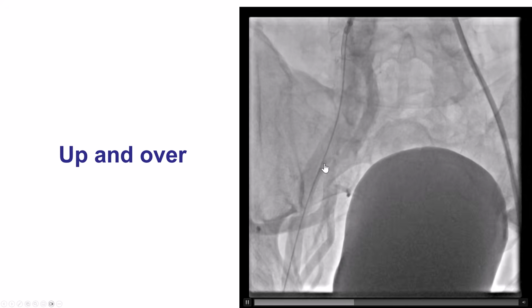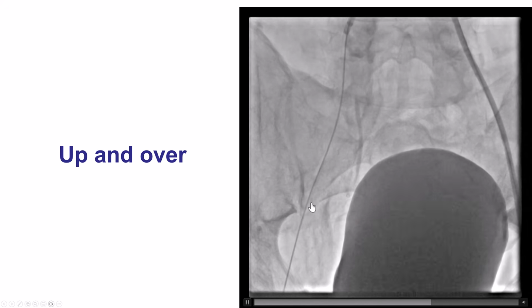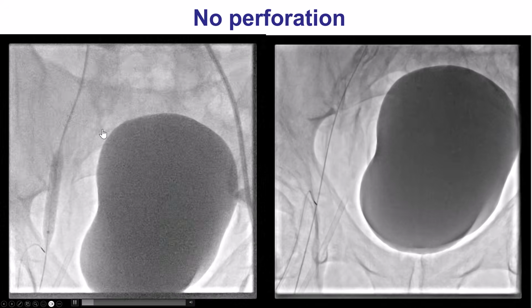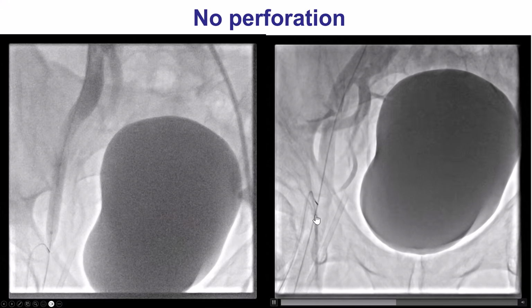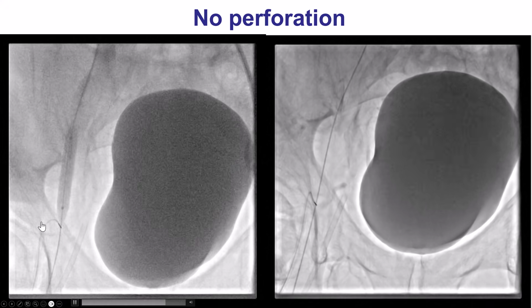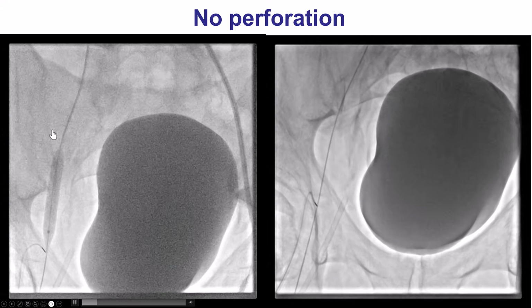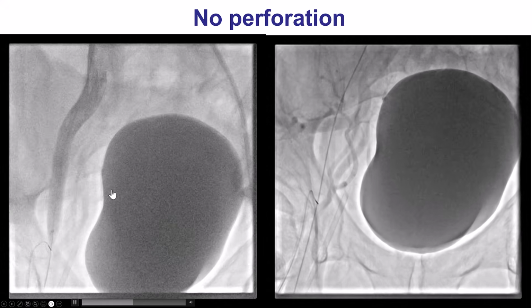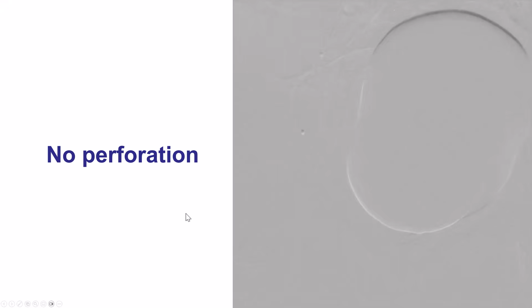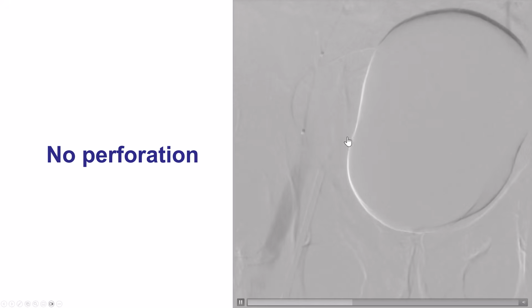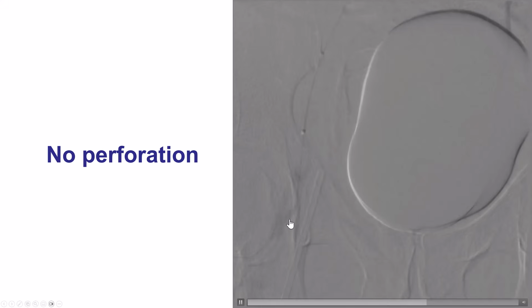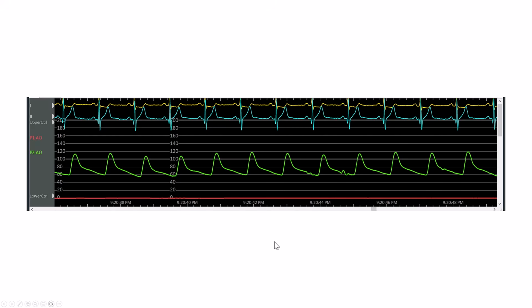So we came up and over with a sheath from the left side, and we don't see any obvious perforation, so we took some pictures, and again, there was no issue with perforation, which was our concern, even though we did see some potential displacement of the bladder, but there was no perforation there. And then we had a DSA that also seemed to be okay. So manual pressure was held, hemostasis was achieved, and the patient left the cath lab with resolved ST segment elevations and good hemodynamics.